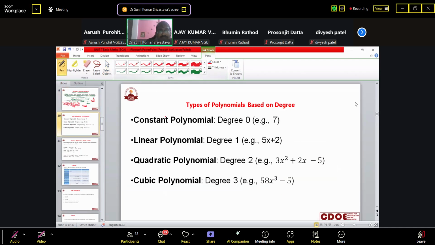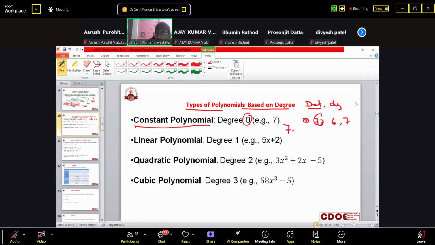Now move forward. Types of polynomials based on the degree. First of all, the constant polynomial: any polynomial expression with degree 0. Suppose the expression is 7 or 6, any constant. There is nothing but the constant, because the degree of the variable is 0.